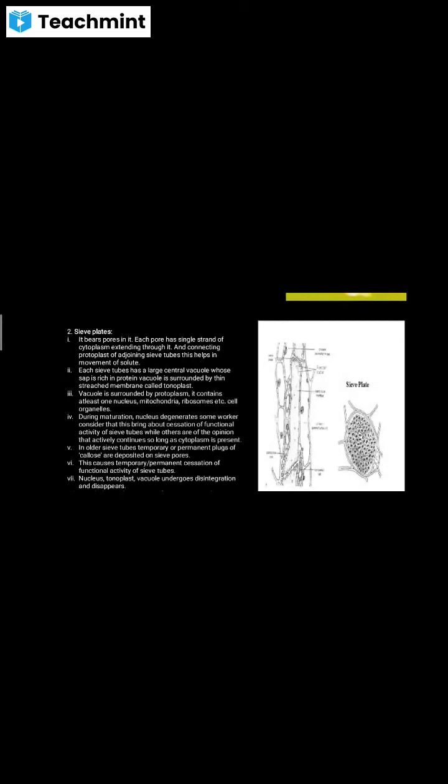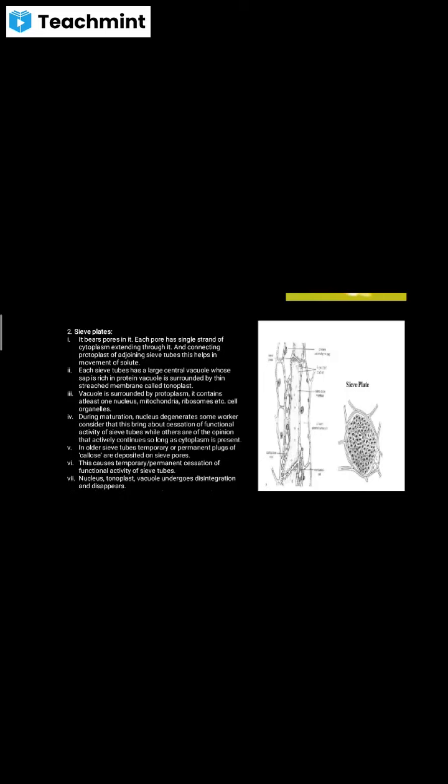So in that plate there are pores, and these pores are attached to the tube. The protoplast in the tubes as well as the plate helps in the movement of the solute. Each tube has a large central vacuole containing sap that is rich in protein, and they have a thin membrane. So these tubes contain the vacuole.